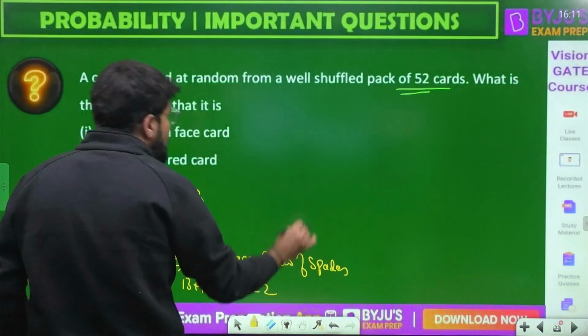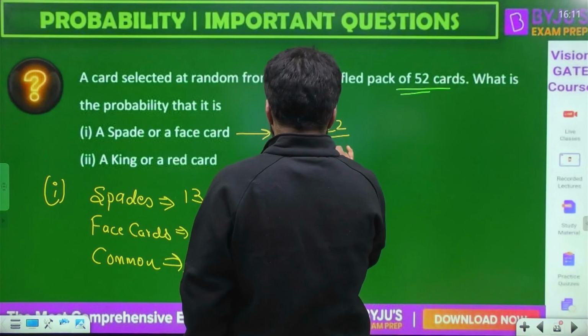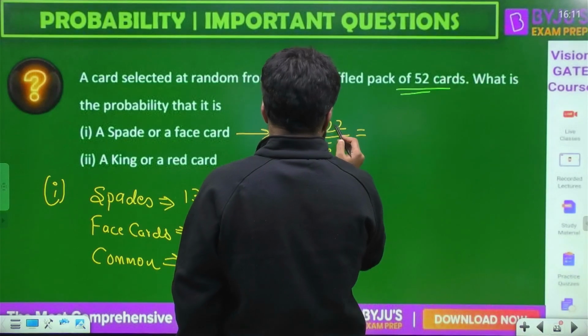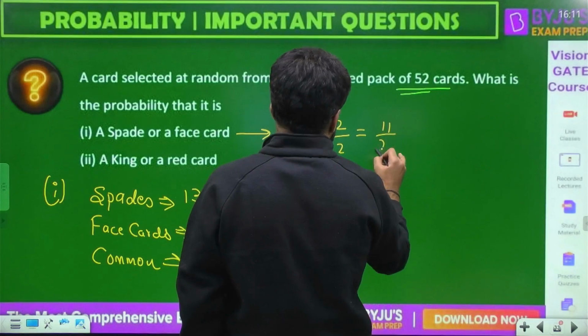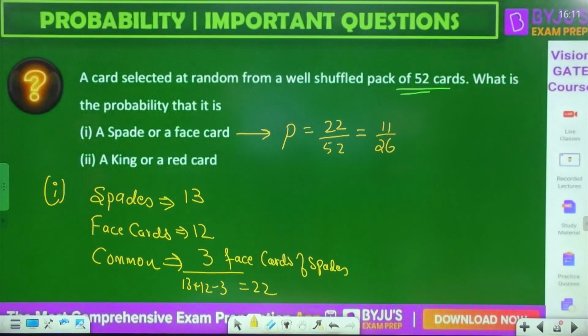This is 22. And for the first one, the probability will be given by favorable 22 divided by total 52. So cancel by 2. 11 by 26 is the first answer.